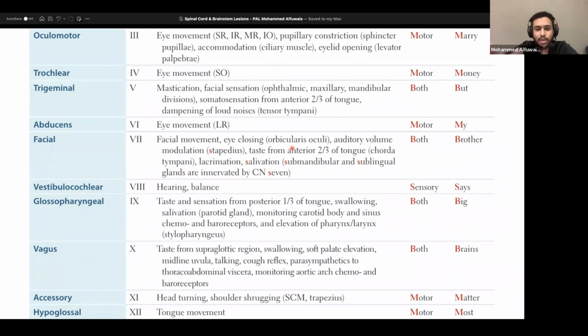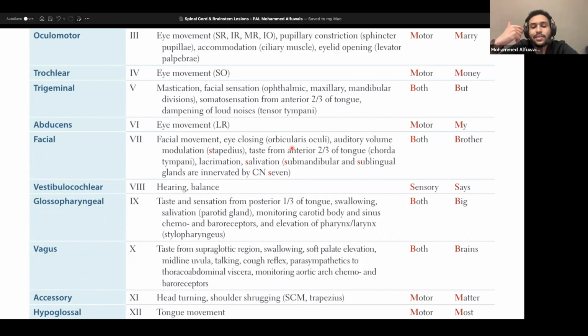So the stapedius will basically tune it. It will modulate it. It will tense up, so it won't allow the stapes bone to hit the oval window as much, which will decrease the amount of hearing. It will modulate the auditory volume. So that's another function of the facial nerve, which is important.